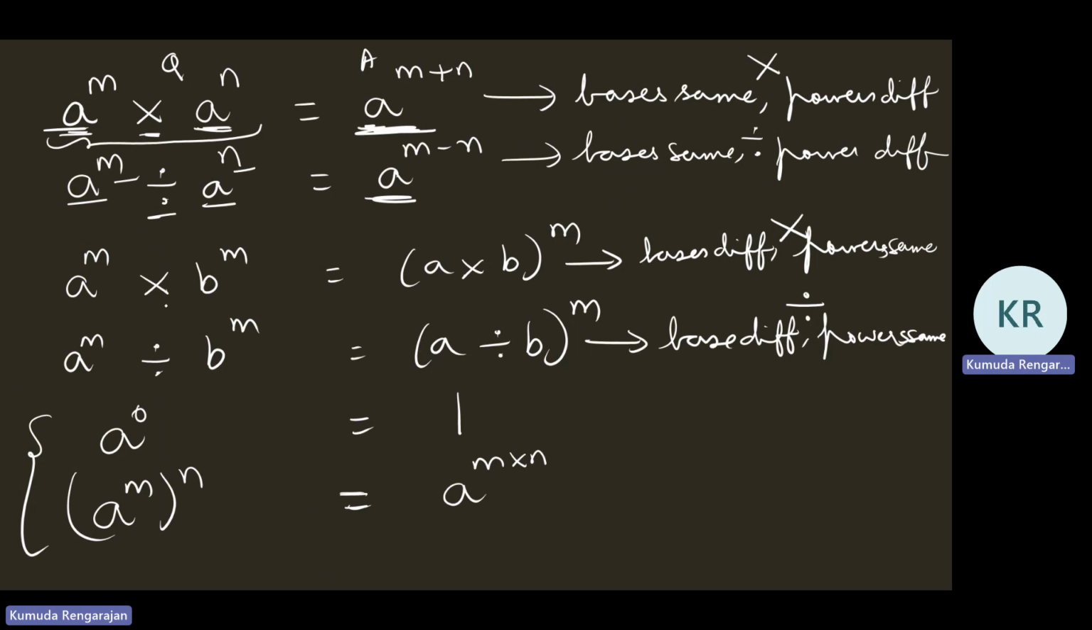The next one is bases are different. It's multiplication, but the powers are the same. So like you have 3 to the power 7 into 4 to the power 7. See, bases are different. That's why we use A, B. That means bases are different: A, B, 3, 4. But for power we wrote m, m. That means power is the same.